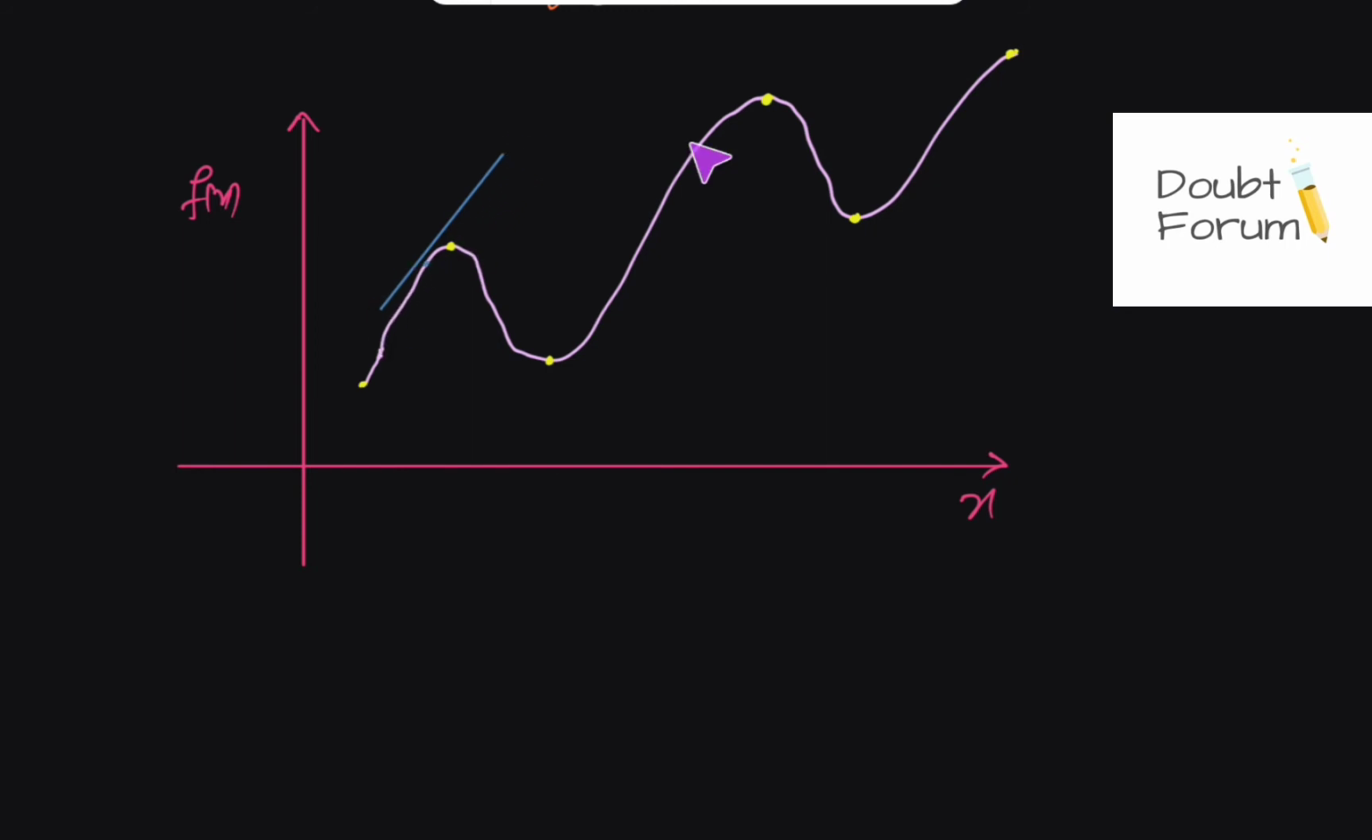So this tangent, which is touching this point, will tell us about the slope at this point. Similarly, at any point, if we want to know the slope, we just need to draw a tangent. If the tangent is touching at this point, this line will be representing the slope at this point. So the derivative of a function will tell us about the slope.